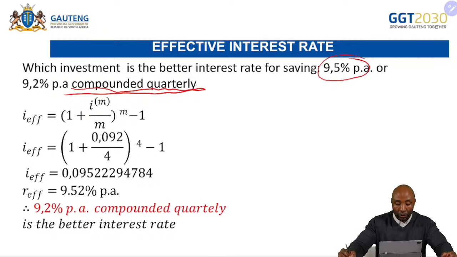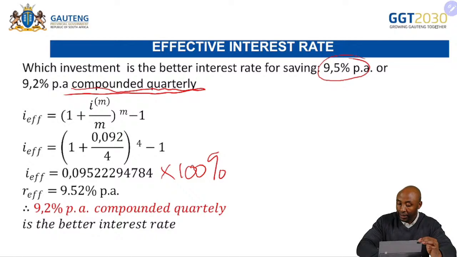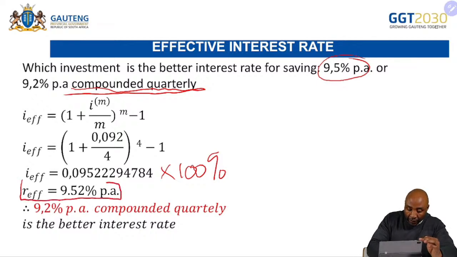0.0952229. It continues like that. But we want to find the effective rate for the annum. You will multiply the effective interest rate i by 100% to convert it to a percentage, and that will give us 9.52%. So that is the effective interest rate for that one. That is the effective rate for that one.